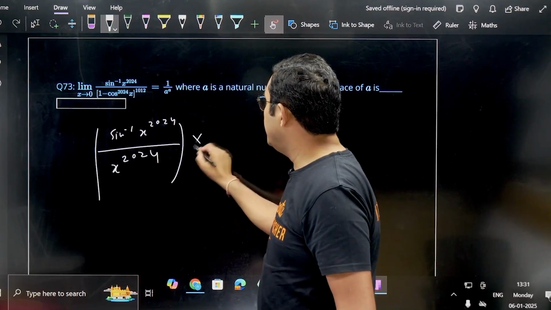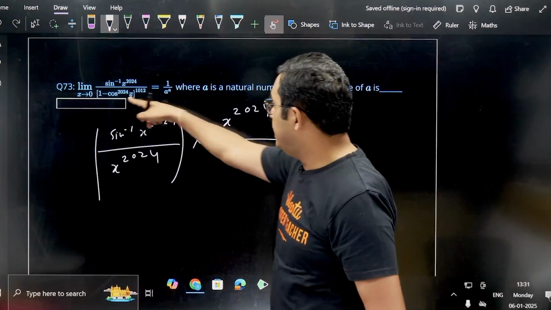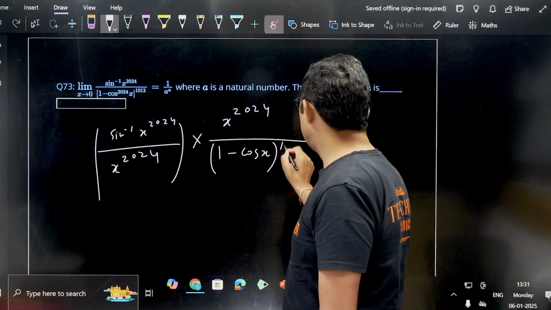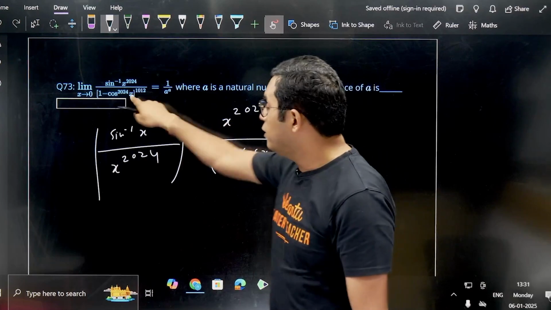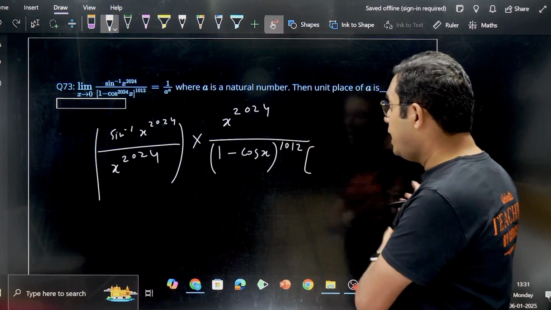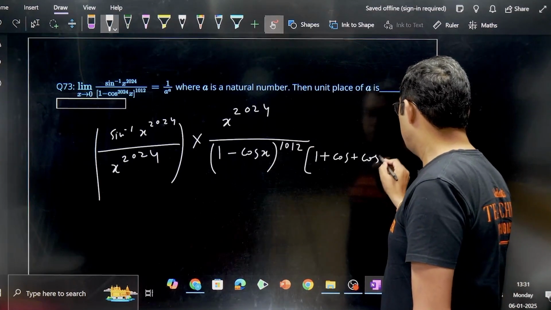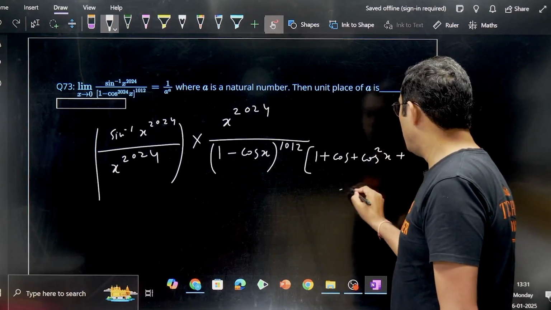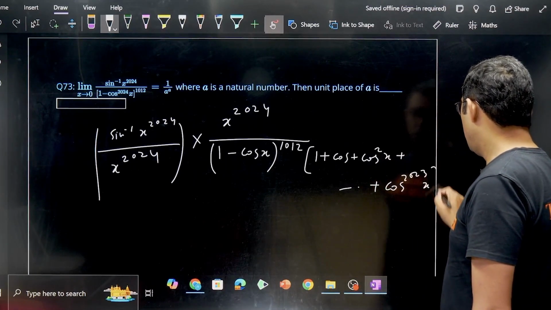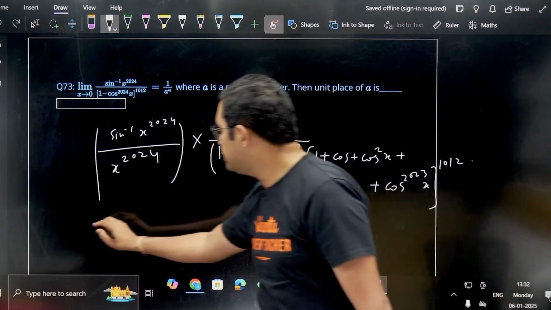Okay, for that I need to multiply by x raised to the power 2024 here also. In this, I will write it as (1 minus cos x) raised to the power 1012, and then for 1 minus cos raised to the 2024 we can write the other factors like this: 1 plus cos x plus 1 plus cos square x, and so on. This will go up to cos of 2023x, and the power here is 1012. So this will be just 1.